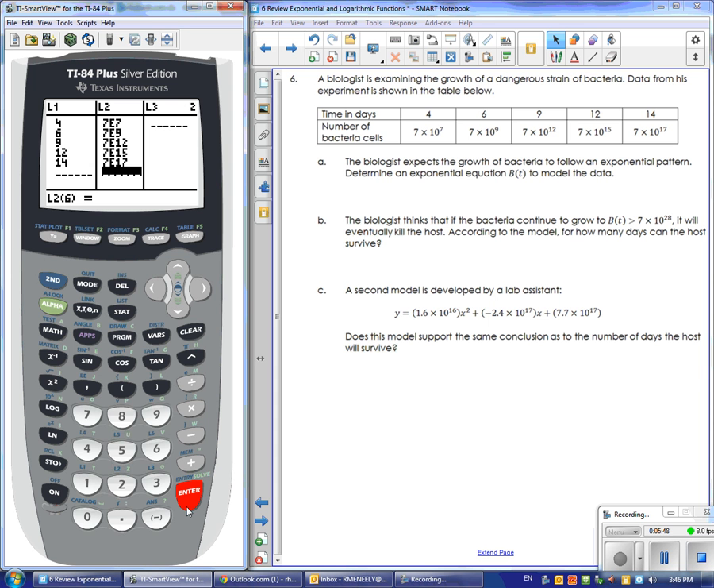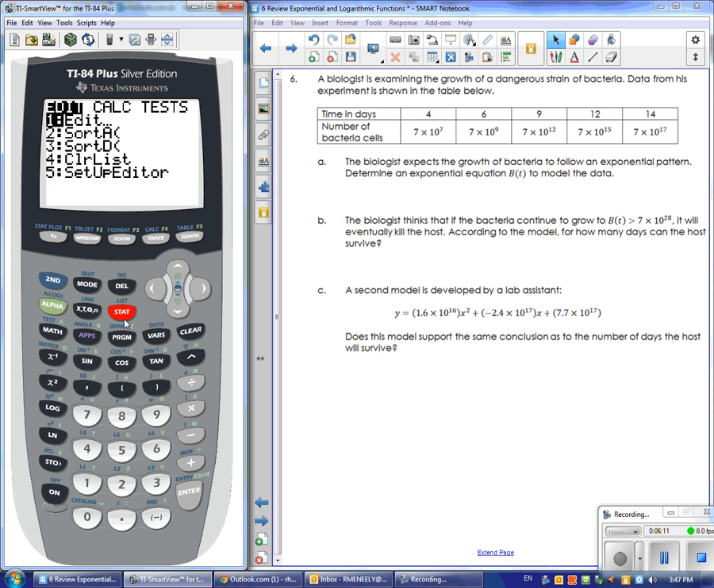All right, so now that my data's in, it says in part A, the biologist expects the growth of the bacteria to follow an exponential pattern, determine an exponential equation to model the data. When you're talking about modeling, you can certainly try to do a sequence, but I think it's easier since we've just entered the data into the calculator to let the calculator come up with an equation of best fit. And so that means that we're going to do exponential regression. So if we go to Stat and then go over to our Calc menu, we're going to scroll down until you see the option that allows us to do exponential regression.